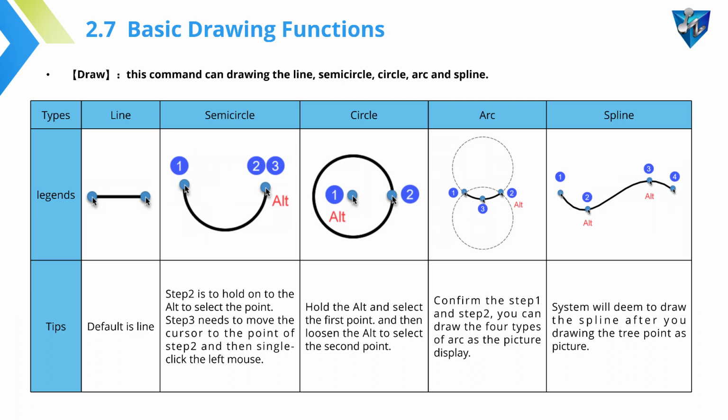For the spline, you can see from these pictures, you can right-click the mouse to select the first point, press Alt to select the second and third point, and then loosen Alt to select the fourth point. Let me show you in ZW3D.